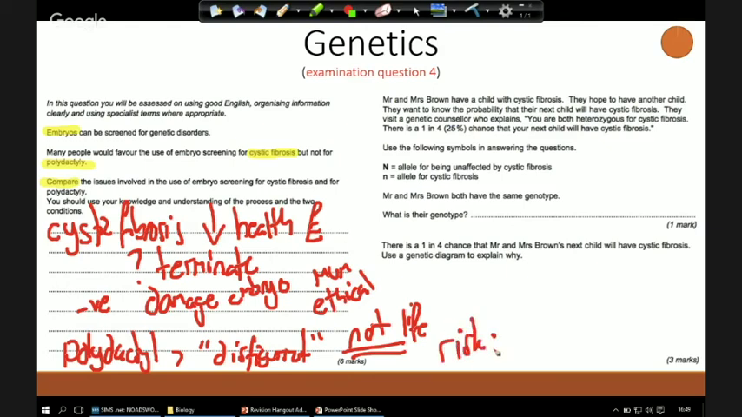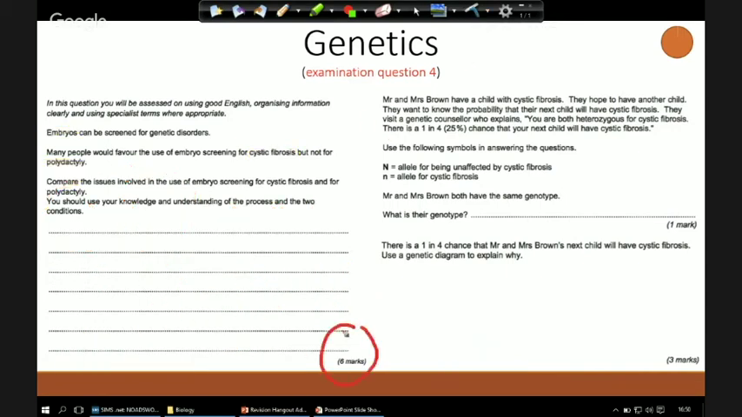There's a great deal of risks to doing this. You can argue those risks because cystic fibrosis is a particularly nasty disorder. But polydactyly isn't. It's not life-threatening. And so there's an argument either way there. And again, with a 6 marker, be aware of the spelling, the punctuation, and the grammar.